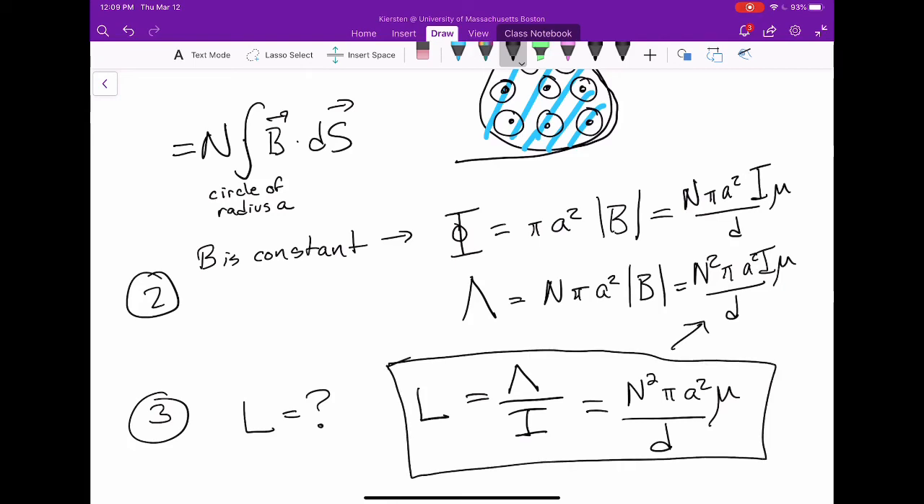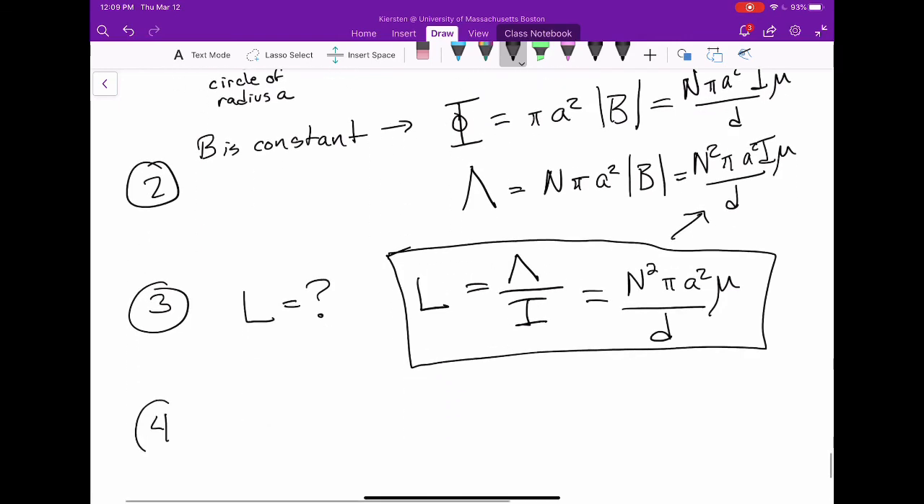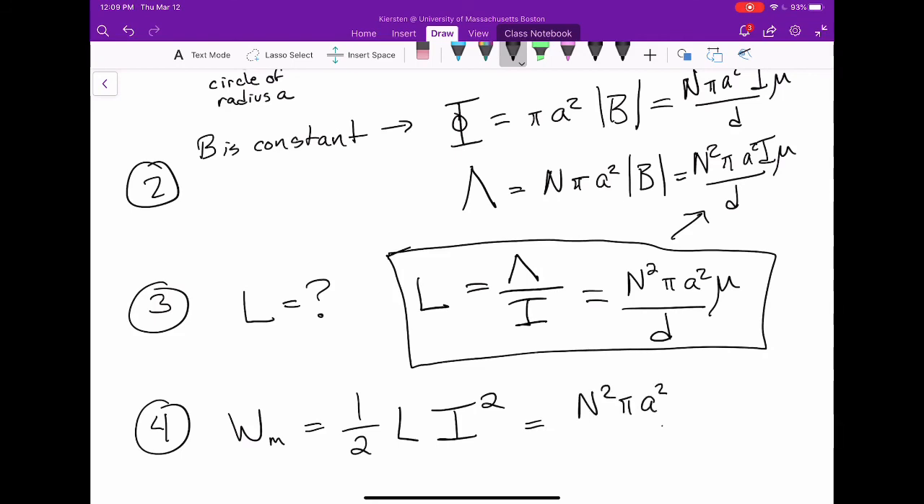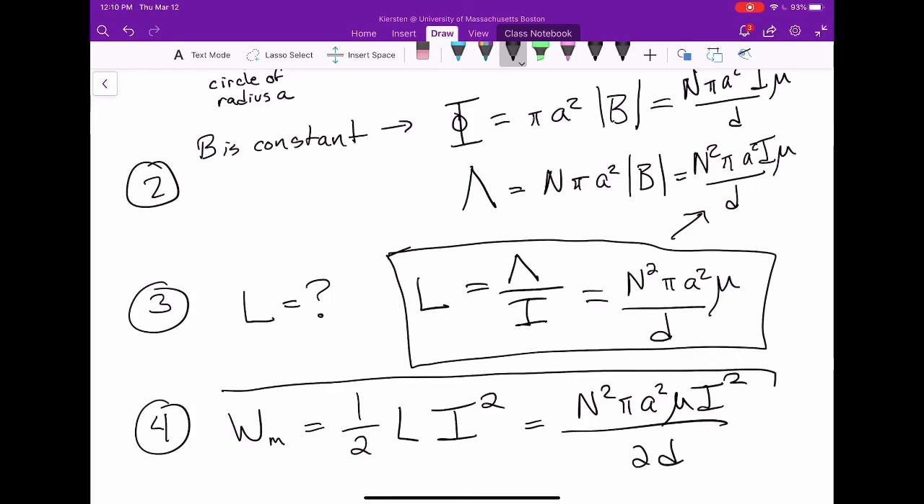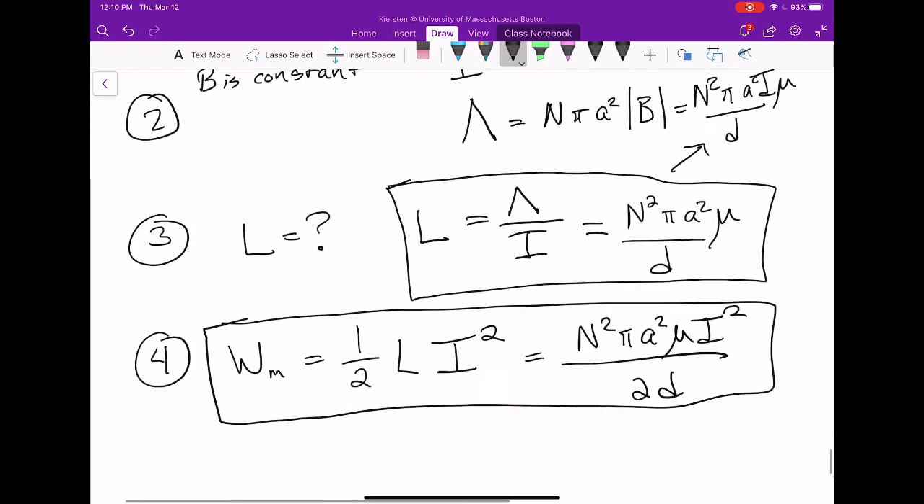Not too bad. And what's the magnetic energy stored in the solenoid if the current is I? That magnetic stored energy is still 1/2 L I squared. So in this case, that'll make it N squared pi A squared mu I squared over 2D. And that is the solution to that problem.